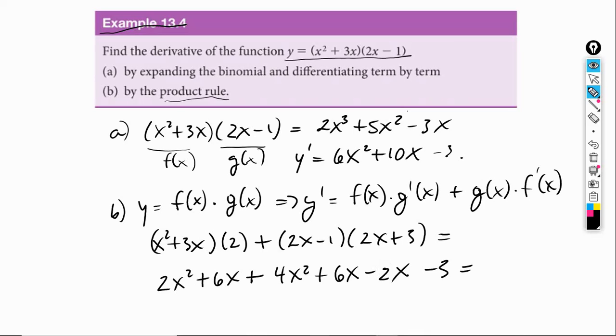Okay, so now we add similar terms. So this plus this is going to be 6x squared. This plus this minus this is going to be 10x. And we're left with minus 3. Therefore, we can see that we get the same answer.